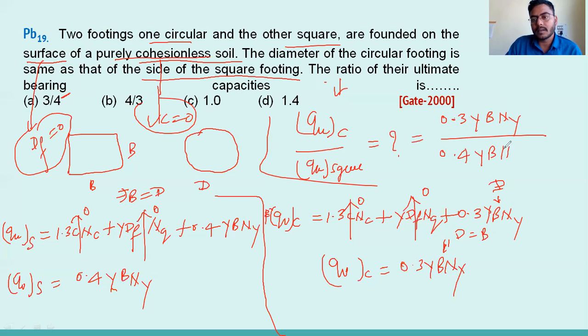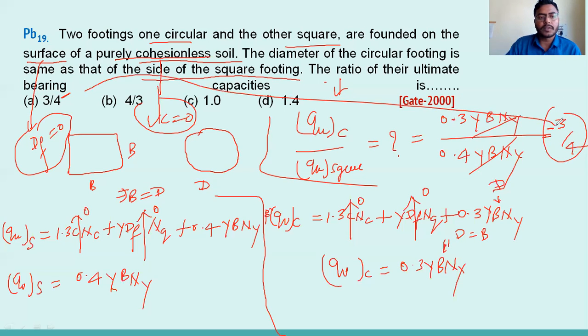So this expression will be cancelled. Finally, we will see we get 3/4. Now you can check the options. Option A is correct. If you change the orientation, option B will come. So you have to see that also.